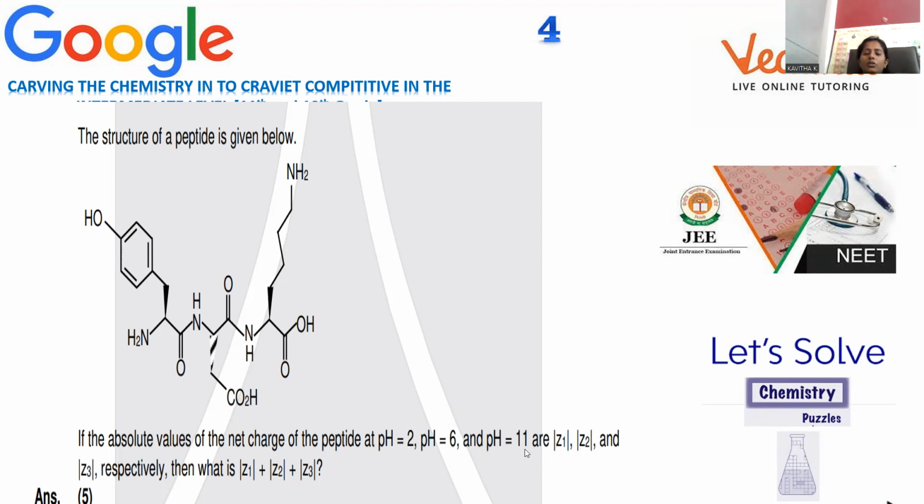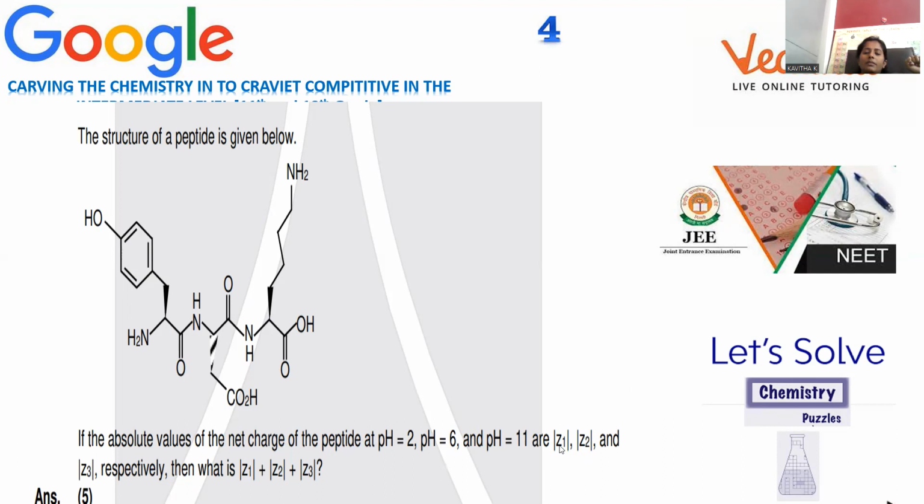And pH is equal to 11. This is a basic medium. Under basic conditions, what charge can you notice on this? So by using all these charges, at pH 2, at pH 6, at pH 11, individually you have to calculate their charges. After calculating them, in the final step, you have to go for net charge. Net charge means the combination of all three.